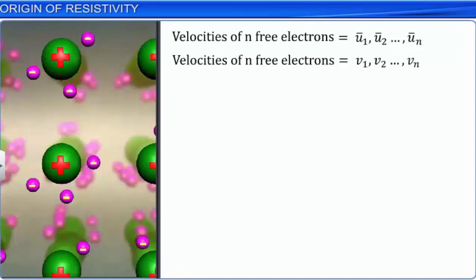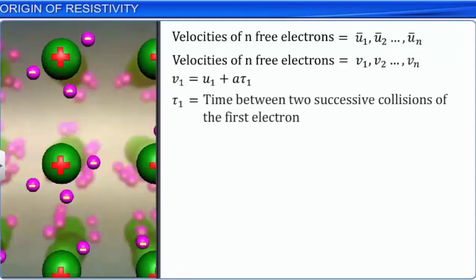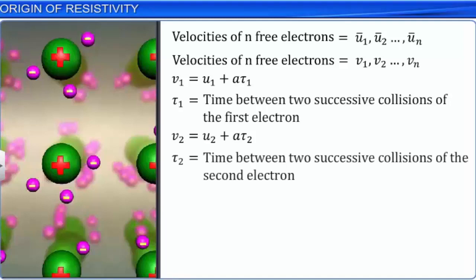Here, v1 is equal to u1 plus a into tau 1, where tau 1 is the time between two successive collisions of the first electron. Similarly, v2 is equal to u2 plus a into tau 2, where tau 2 is the time between two successive collisions of the second electron. So on till vn is equal to un plus a into tau n.